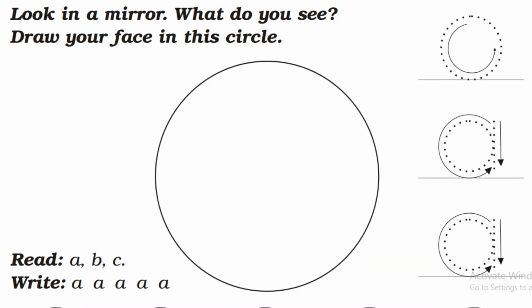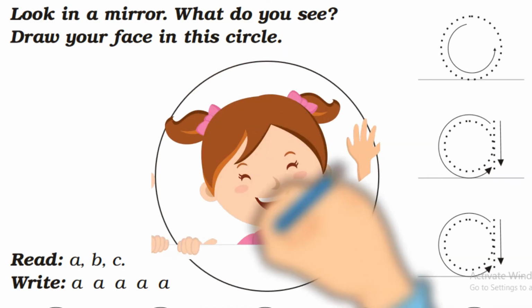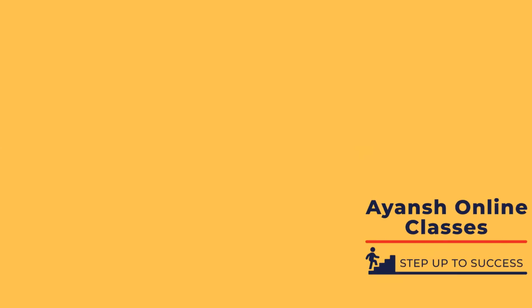Okay, next, join the dotted lines. This question also you are going to do with your parents. Okay, this is a very simple question. Next one, look in a mirror. What do you see? Draw your face in the circle.